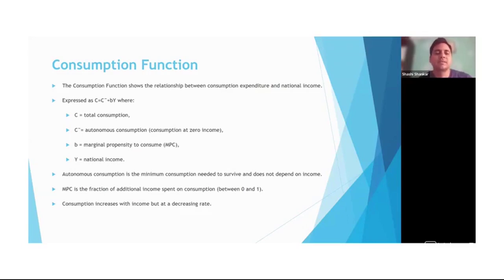So the formula can be expressed as C = C̄ + bY, where C is total consumption, C̄ is autonomous consumption, b is the marginal propensity to consume, and Y is national income. Autonomous consumption is the minimum consumption needed to survive and does not depend on income. So this is a kind of consumption required for survival.